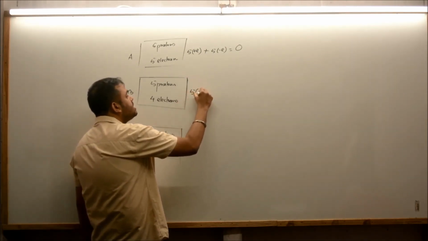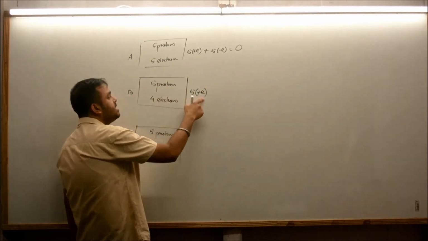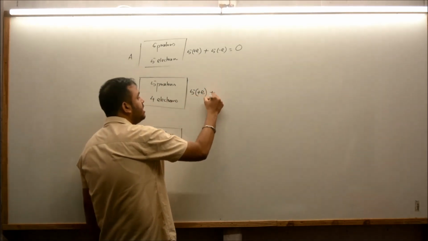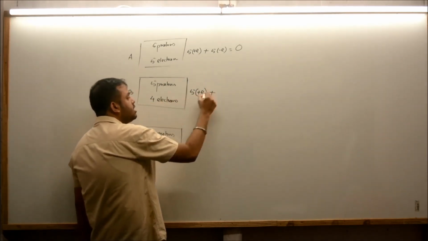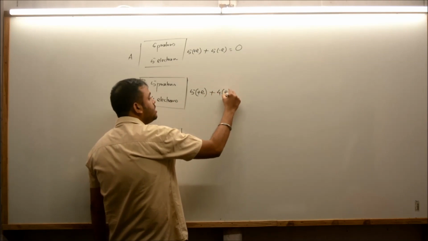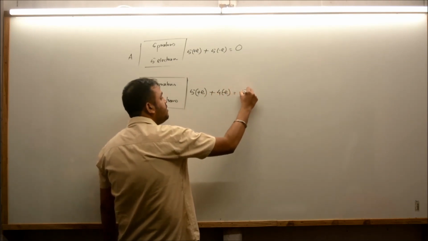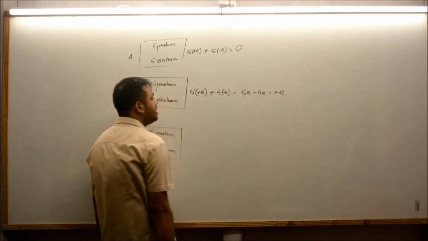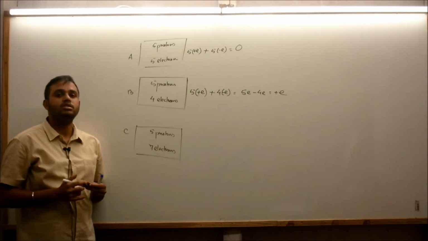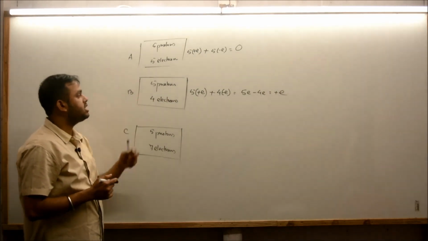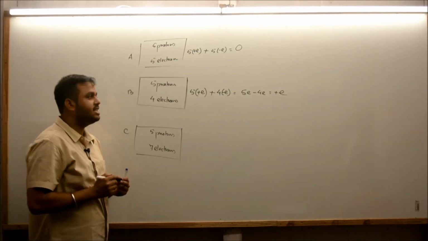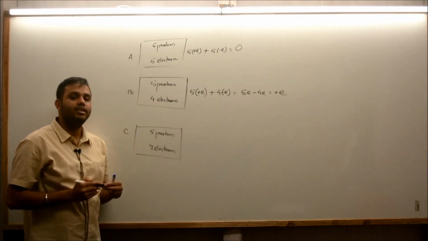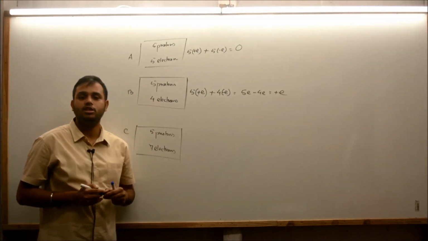5 plus E, the charge of a proton is plus E, and with 5 protons its charge will be 5 times plus E. Then the charge of 4 electrons means 4 times minus E, so it is 5E minus 4E, which is plus E. That means it is a positively charged body. So the conclusion is that if the number of protons present in a body is greater than the number of electrons, then the body will be a positively charged body.